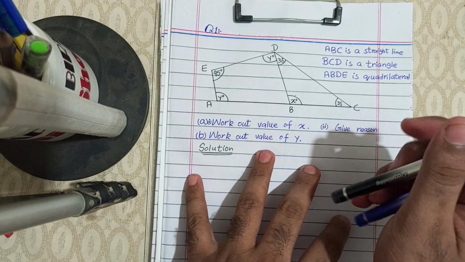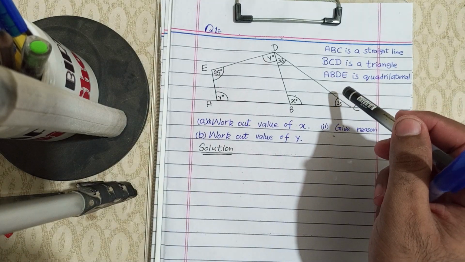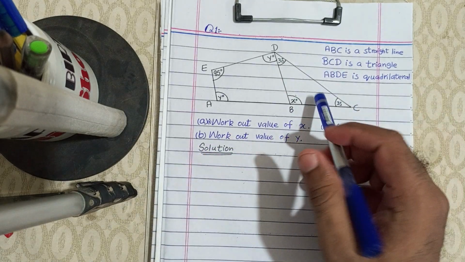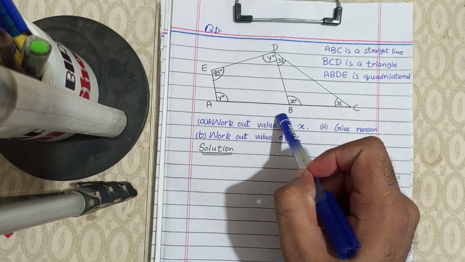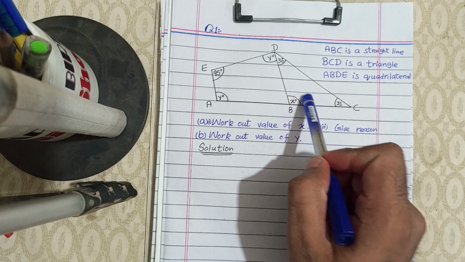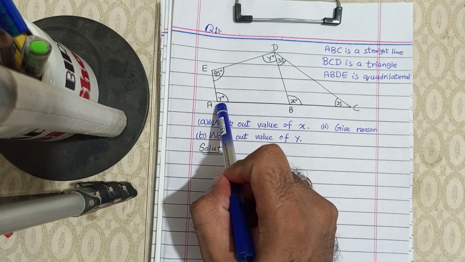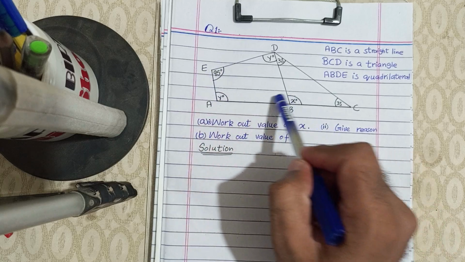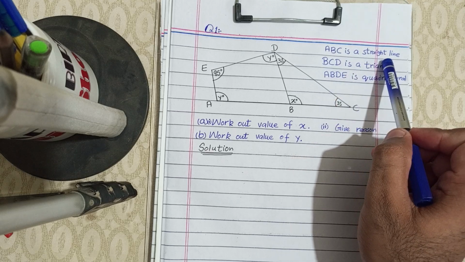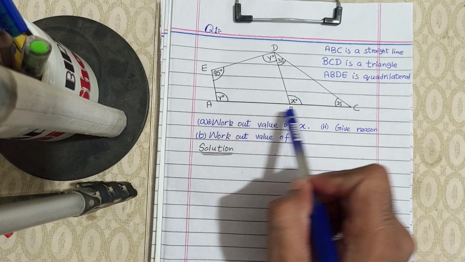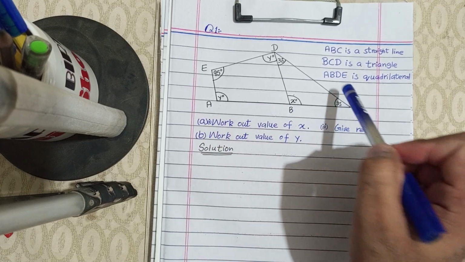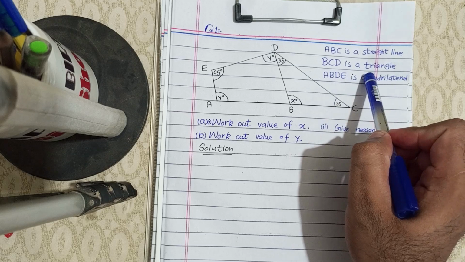In this lecture, we discuss some questions about geometrical shapes. First question. In this question, we find given angles x and y. So we have this diagram in which ABC is a straight line. ABC is a straight line and BCD is a triangle.